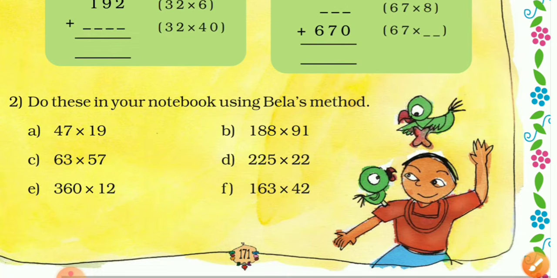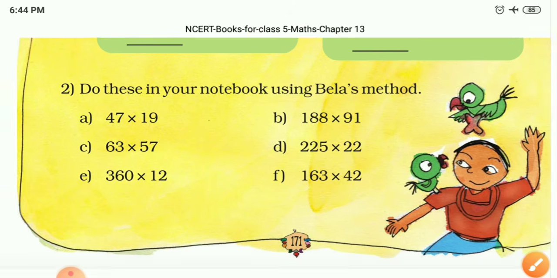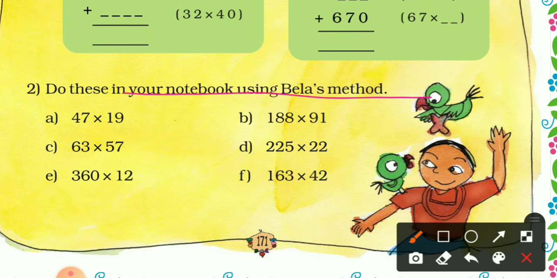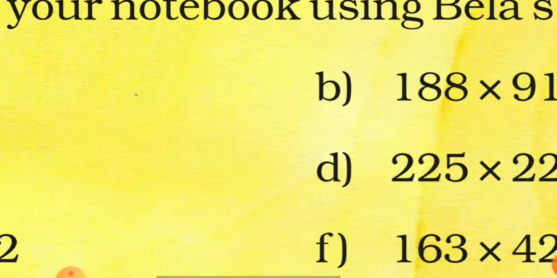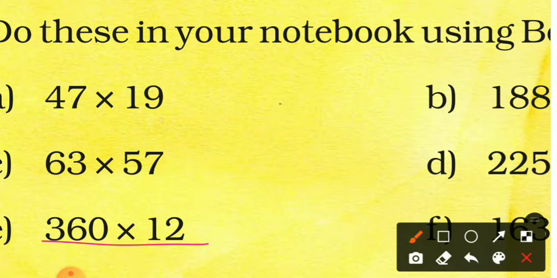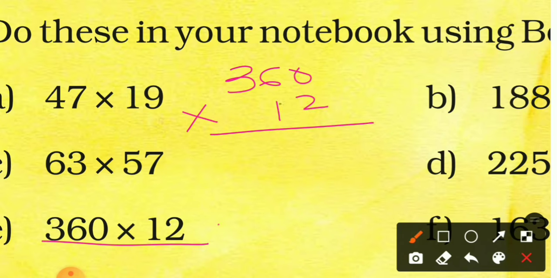Now question number 2. Do this in your notebook using Bella's method. So A, B, C, D, E, F, many numbers are given here. So let me do any one for you. So I will take this one, E number, 360 multiplied by 12. So now let's multiply this.